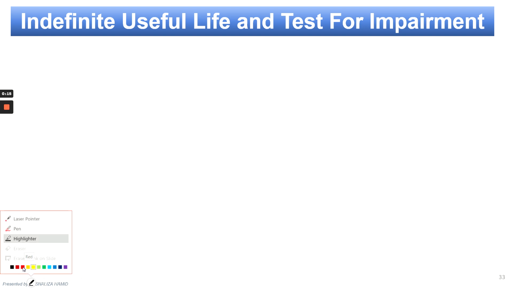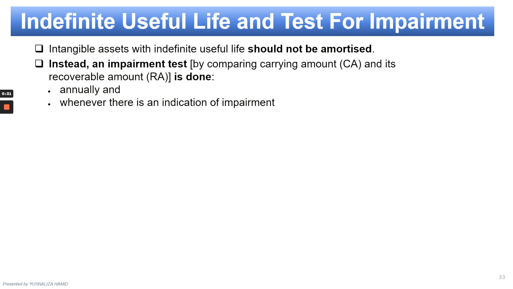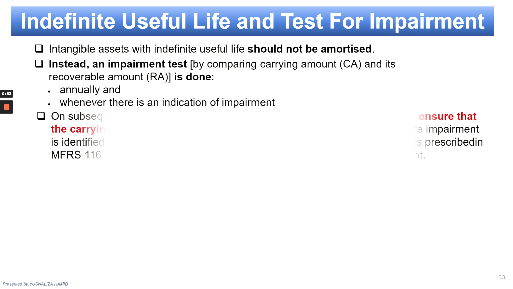And in this session, we are going to focus on indefinite useful life and test for impairment. For your information, intangible asset with indefinite useful life should not be amortized. However, the impairment test must be done by the company, the reporting entity, by comparing the carrying amount and its recoverable amount annually and whenever there is an indication of impairment, meaning that frequently if there is an indication of impairment, even if you have done it annually.